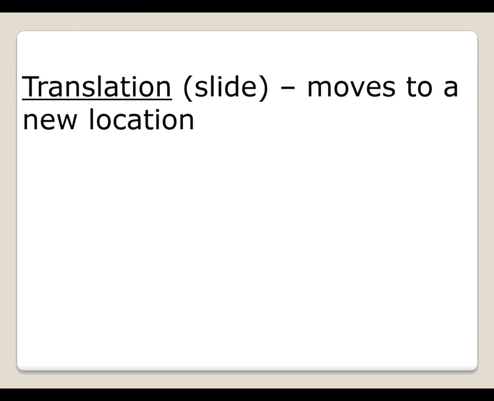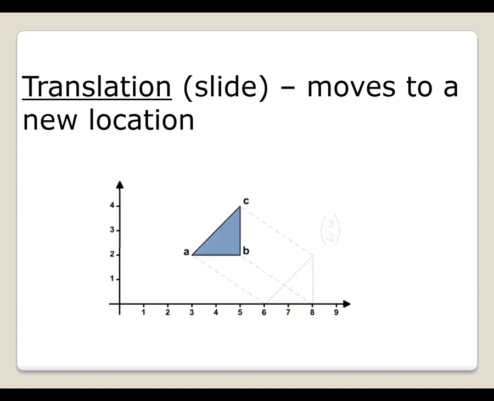Let's keep going. Okay, and a translation again is a slide. So it's anytime an object moves to a new location. So see that bad boy? Look, bam, it's moving. Whoa, it's moving diagonal. So that is a translation.